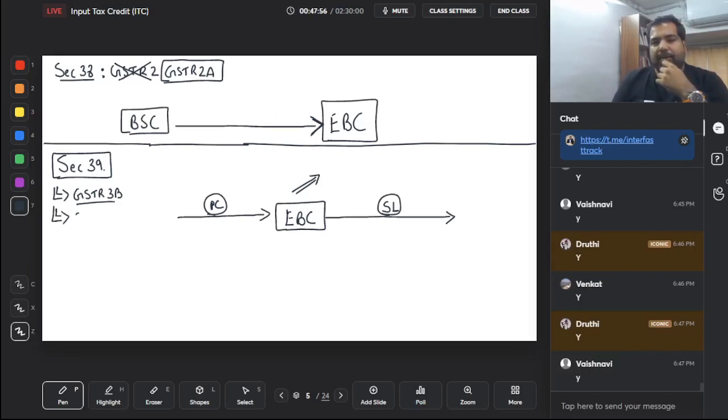This has to be filed by the 20th of the next month. So once the inward supplies or the outward supplies get filed by the 10th, you file this by the 20th of the next month. That means for July, by when will you file this? You will file this by 20th August.